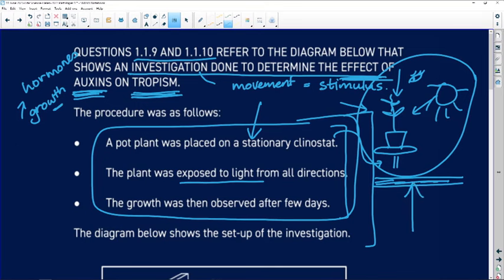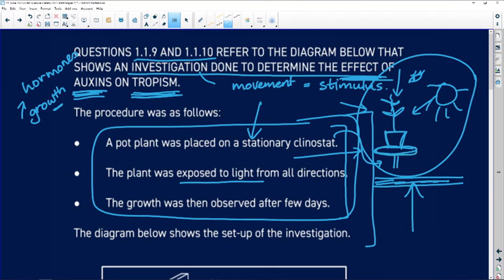The language might be English, but the diagram has no language. And it will help you to be able to make sure that you've picked up all the language clues and you understand pictorially or diagrammatically what's going on. So that's why I always like to interpret the question in a little diagram to establish for myself, right, here's our pot plant. It's on a stationary clinostat, so it's not revolving or turning around. We've got light from all directions, and we're going to observe the growth of the plant.